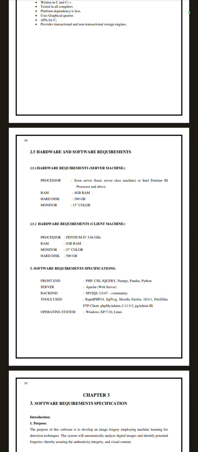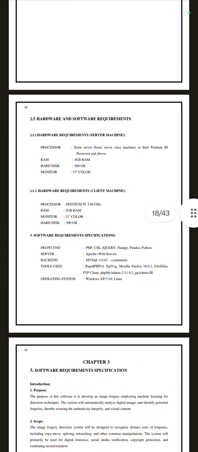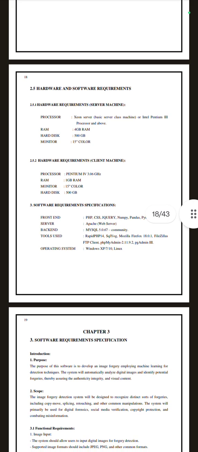Hardware requirements consist of a server, where the server-side machine has a processor, which is a Xeon processor server, basic server class machine or Intel Pentium 3, RAM of 4 GB, hard disk of 500 GB, monitor of 15 colors. Hardware requirements of the client machine are Pentium 5 GHz, 1 GB RAM, 15 colors, and 500 MB.